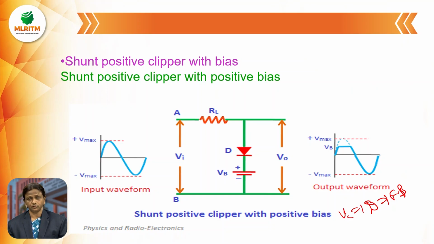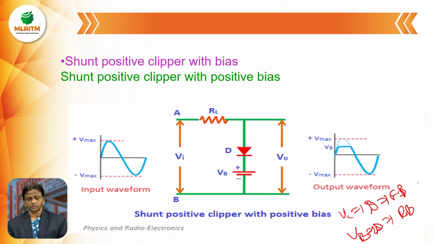Next, due to VB, the reference voltage, the positive terminal is connected to the cathode of diode D. So diode D is in reverse bias due to VB. In shunt connection, whenever diode D is in reverse bias, you can get the corresponding output. Whenever diode D is in forward bias, the output is equal to 0.